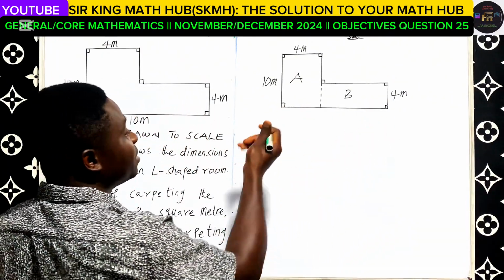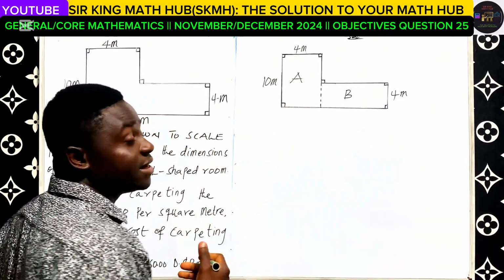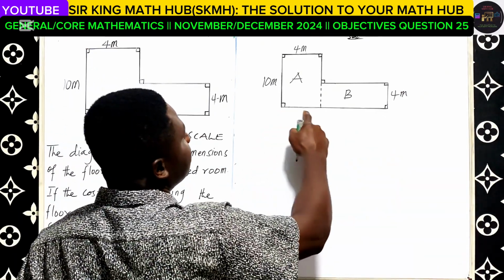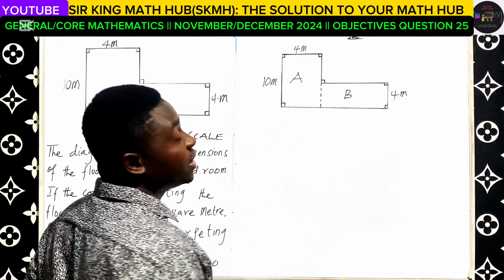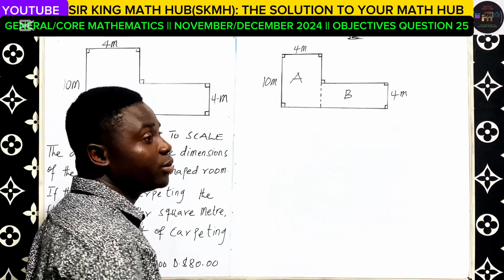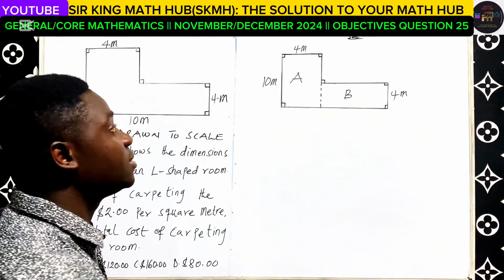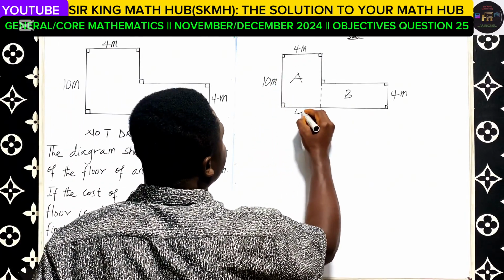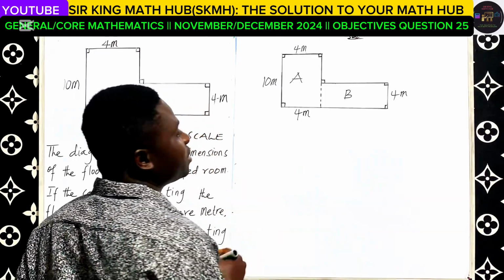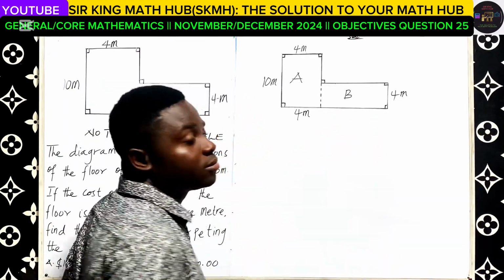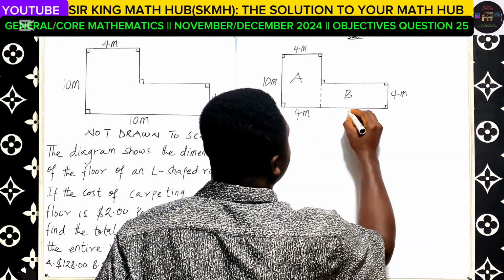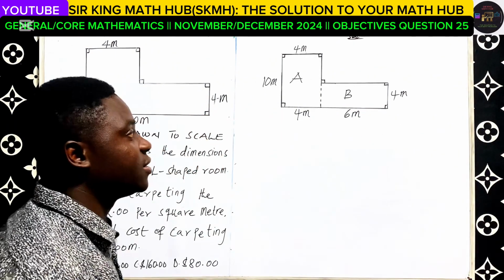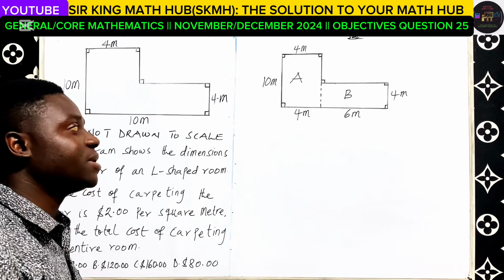By this time, it has been divided into two, so we want to find the length of each part. Because it's a rectangle, we know that the opposite sides are equal in length. So if this length measures 4 meters, then this length will also measure 4 meters. What will be the length here? The length here will measure 6 meters because the entire length measures 10 meters. So now we are done with the dimensions.